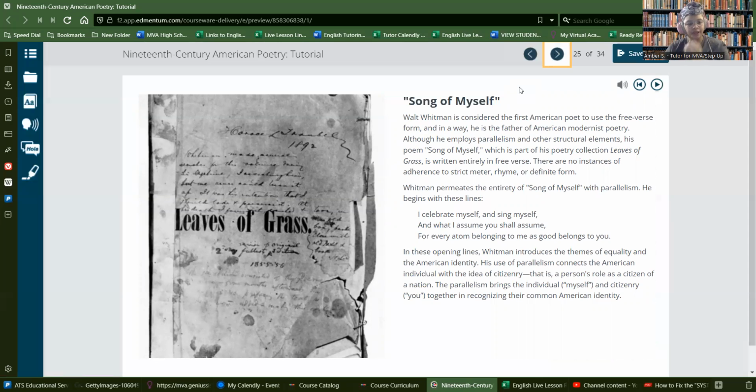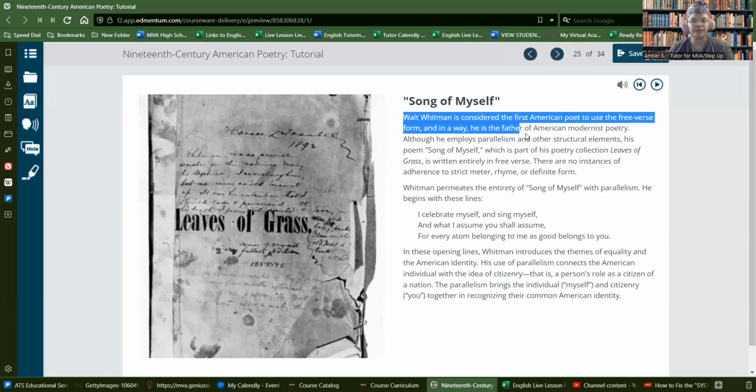Okay, so if you're here, you've paused to read Song of Myself, and we're going to go over some of what makes this poem iconic and some of the ways that he uses certain literary devices in it. Now, they start off by telling you that Walt Whitman is considered to be the first poet to use free verse, and in a way, he's the father of American modernist poetry. So modern poetry is basically poetry that was written leading into the modern era. So we're talking the 1900s, basically.